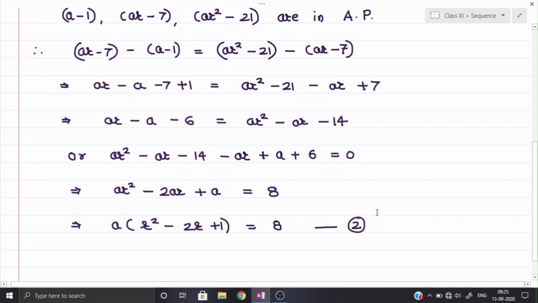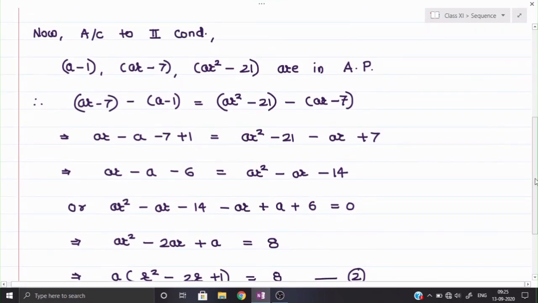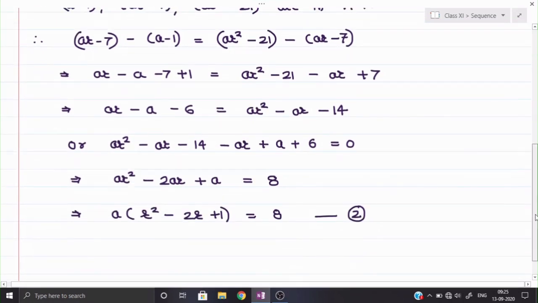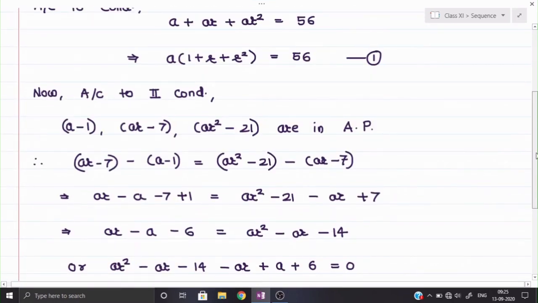Now what I am doing is, see, we cannot find out the value of A or the value of R until and unless we make an equation in one variable. Means we require the equation in such a way that it contains only A or only R, then only we can find out the unknown term. If it carries two unknown terms, it is not possible to find out. So to eliminate one particular variable, we shall divide equation 1 by equation 2.